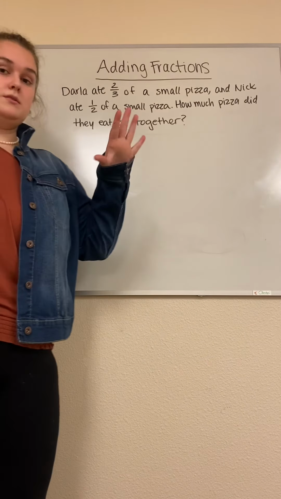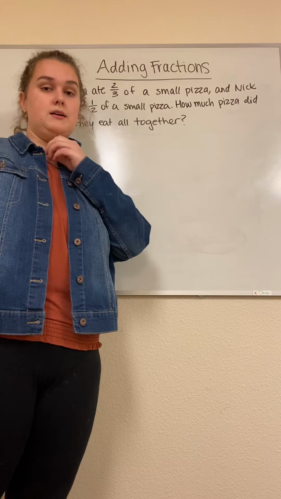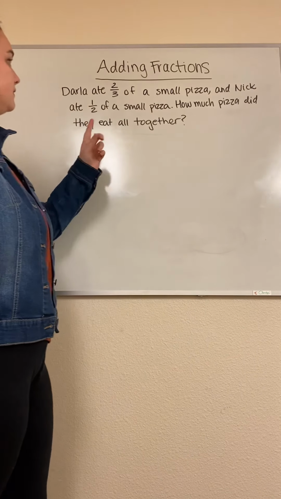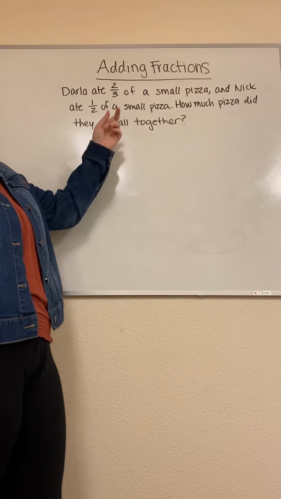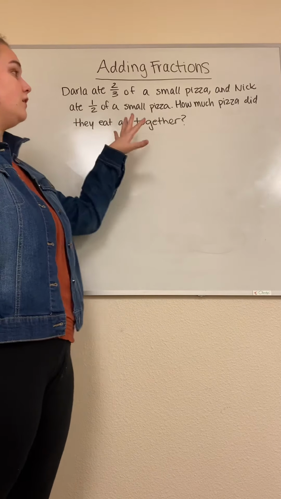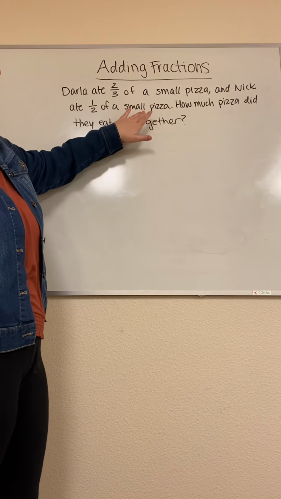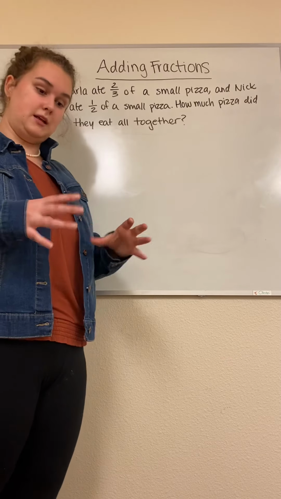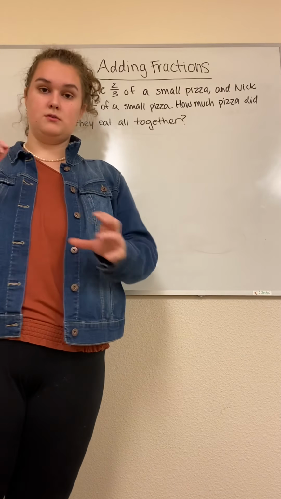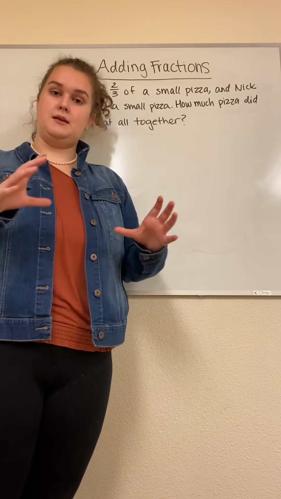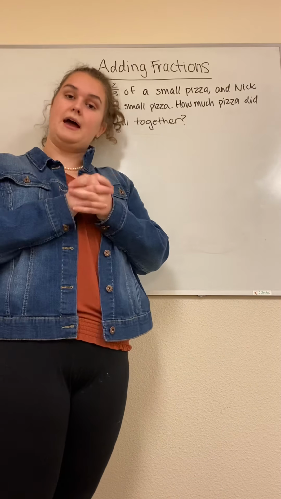What is really important is that we need to make sure we're using the same units. So when you look at a fraction, like in this problem, Darla ate 2/3 of a small pizza and Nick ate 1/2 of a small pizza. First of all, we want to recognize that we are working out of the same size, so that's why we can add them together. The pizzas are the same, so their parts are going to be separated into the same size pieces, so that's why we can add them together.